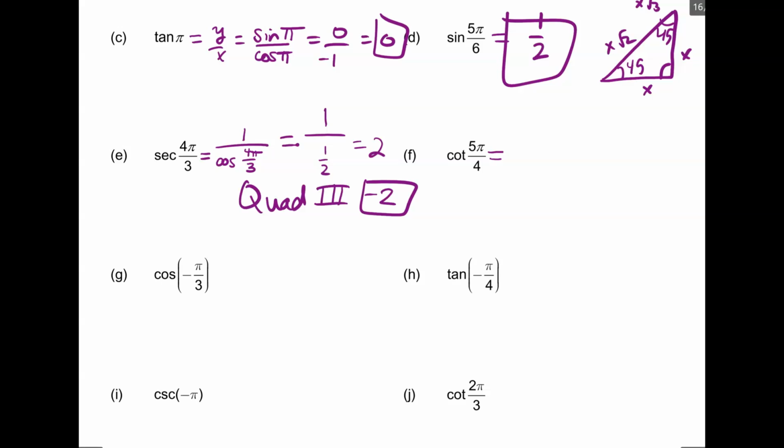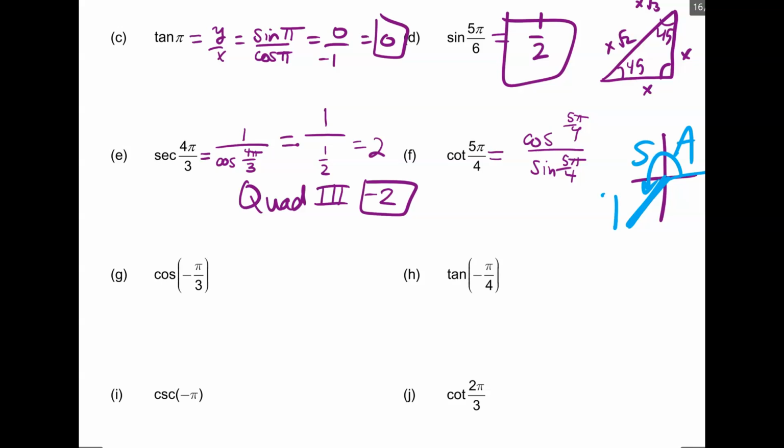Tangent is sine over cosine. So cotangent is cosine of 5 pi over 4 over sine of 5 pi over 4. So, 5 pi over 4, it's basically a 45 degree angle over a 45 degree angle. If you think about this, 5 pi over 4, it's right here. It's a 45 degree angle.